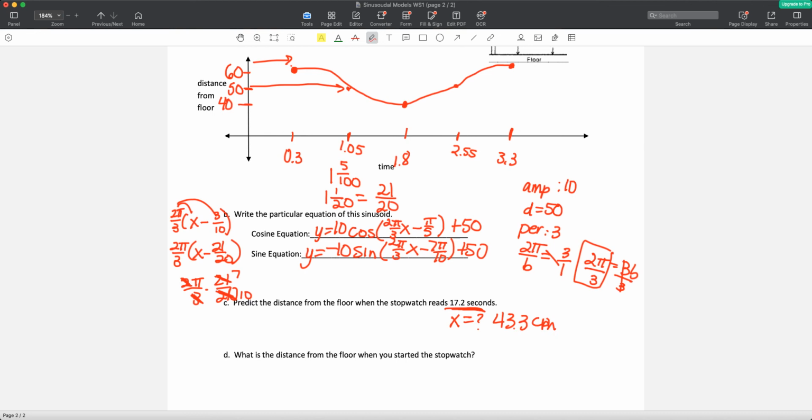All right, and then it says, what is the distance from the floor when you started your stopwatch? So when you started your stopwatch, that's when the time equals 0, which we're using x for. So I'm going to hit trace, type in when x equals 0, and it's going to give us that y-intercept. So it's going to give us this value right here. And it actually ends up being 58.09 centimeters. So make sure you guys have your units with these as well.